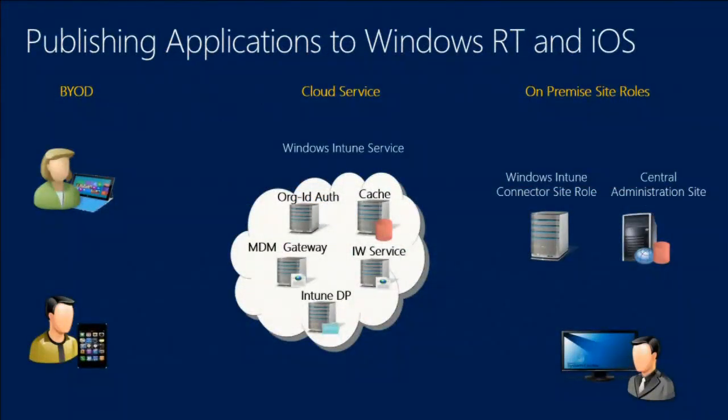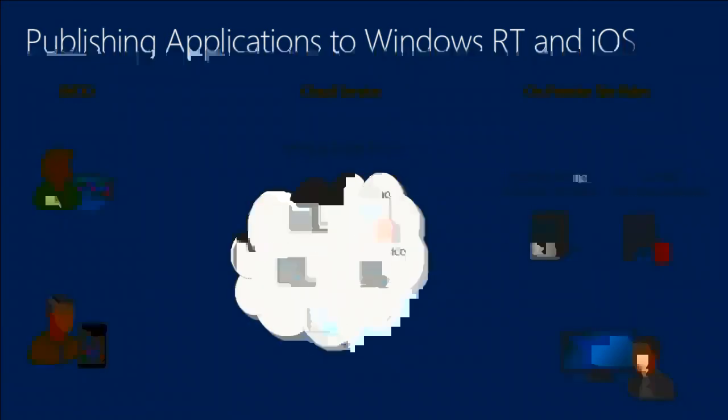So this is the workflow that I'm going to describe. You have Windows RT and iOS devices. There is a cloud service, which is Windows Intune. There are a lot of moving pieces there. And on the on-prem side, you have roles from Configuration Manager. There is a Windows Intune connector site role which is set up so that it can talk to the cloud service, that is Windows Intune.